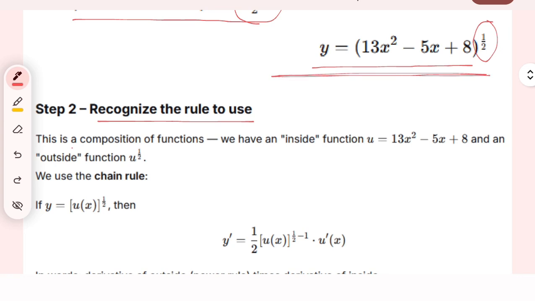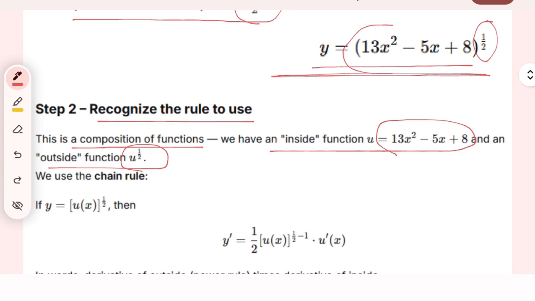Now, this is actually a composition of functions. We have an inside function and an outside function of u to the 2. So the inside function is raised to the outside function. Our inside function is this, and the outside function is the one that raises it to the power of 1/2. Therefore, there are two functions. It's a composition of functions.